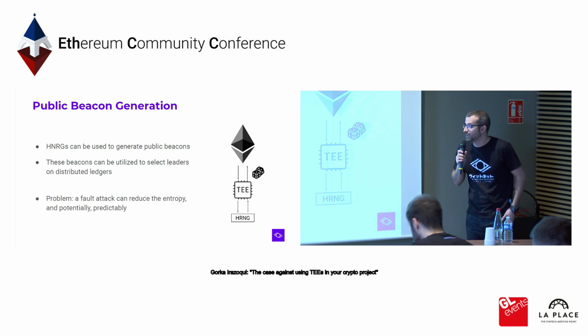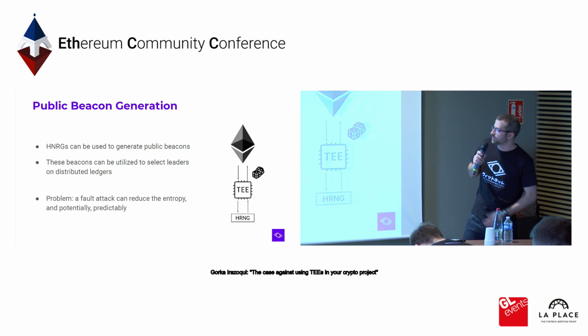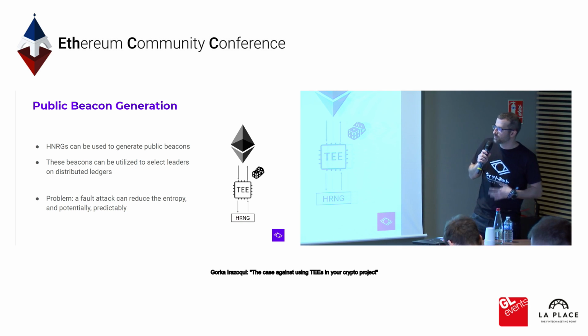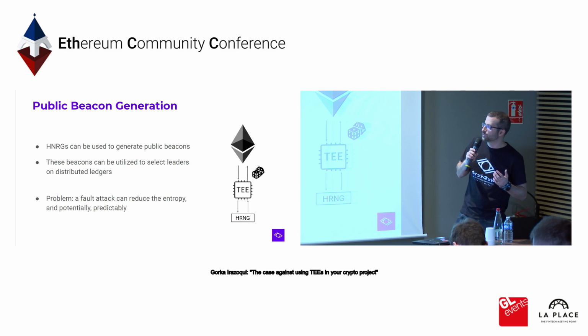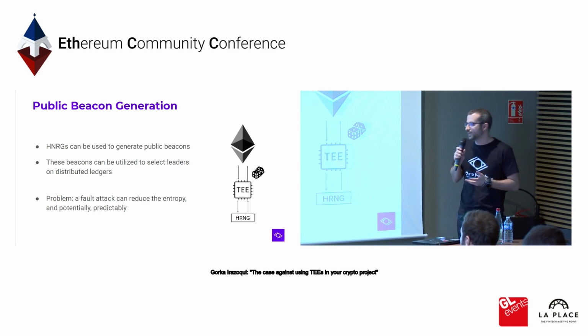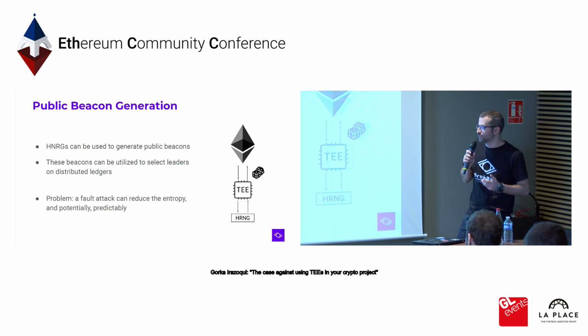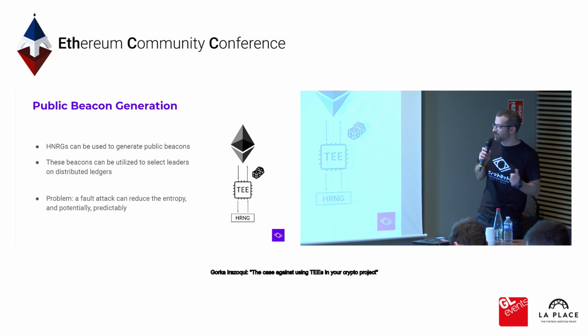And the last one is similar to the previous one because it also relies on the hardware random number generator, and the idea is to use it as public beacons. We know there are many platforms or systems that would like to have some sort of committee selection done in a random way, and for that it is a really nice use case. Here the impact of the attack is not so high, but obviously a fault attack may reduce the entropy, and you can predict which random numbers are more probable or not.